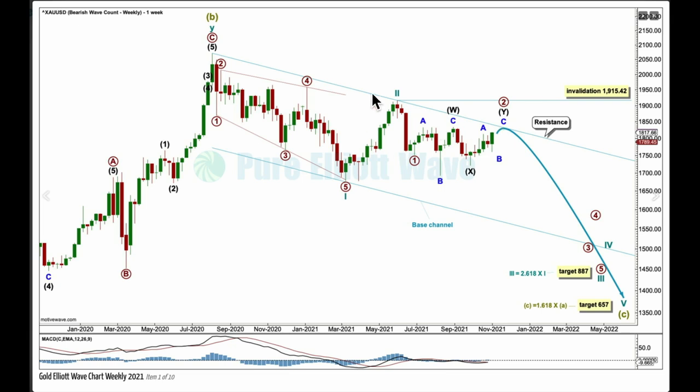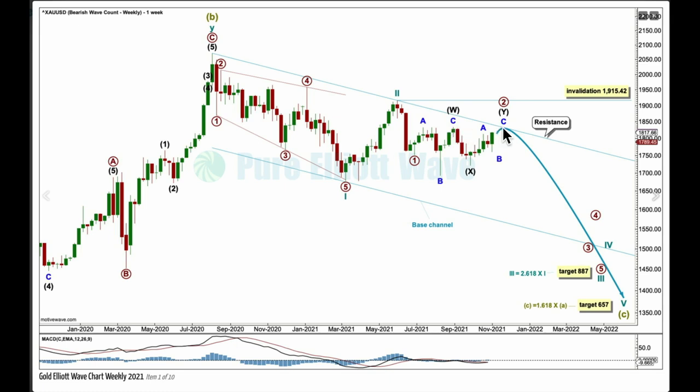Draw a base channel around the start of supercycle C. Draw the first trend line from the beginning of cycle 1 to the end of cycle 2. Place a parallel copy on the end of cycle 1. I will expect fairly strong resistance at the upper edge of this channel. That would see intermediate Y end about the same level as intermediate wave W. It will achieve its purpose of taking up time and moving price sideways. To achieve the purpose of moving price sideways, W and Y usually end about the same level.